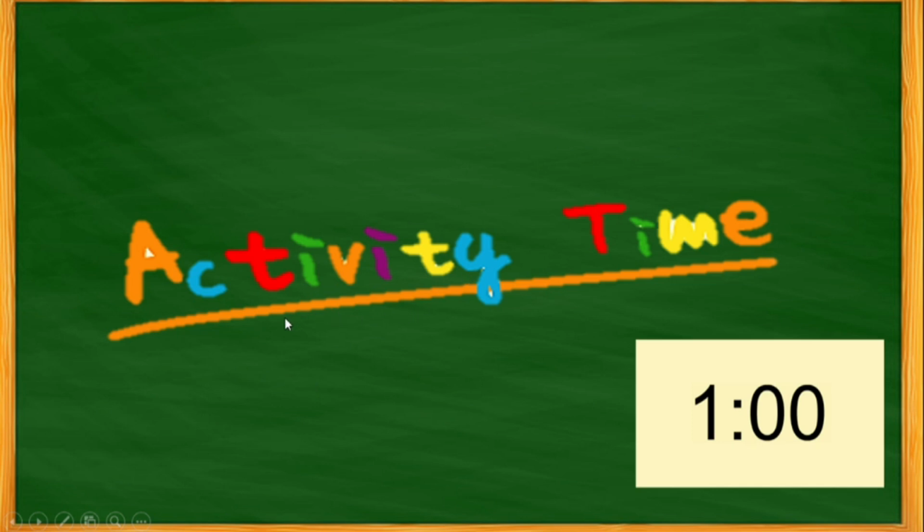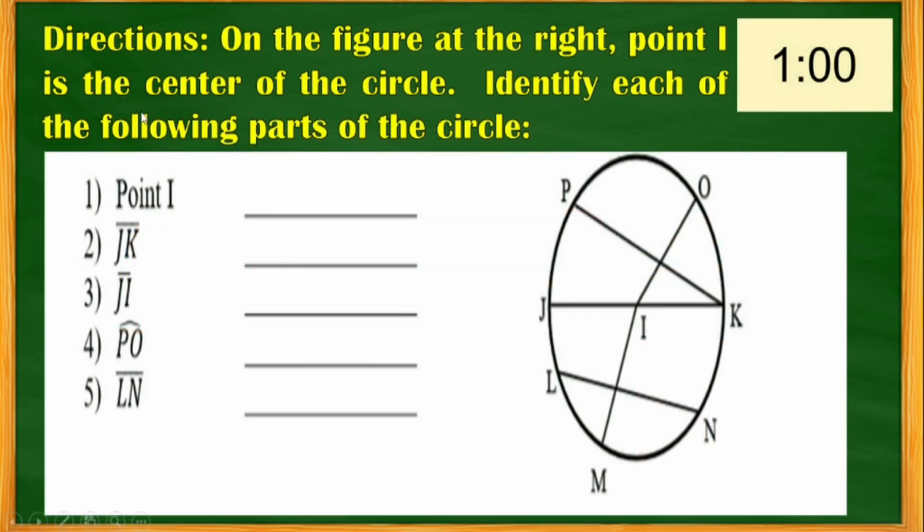So let's proceed now to activity time. You have 1 minute to answer the set of questions. You may type your answer in the comment section below. The direction is: on the figure at the right, point A is the center of the circle. Identify each of the following parts of the circle. You have 1 minute to answer. Your timer starts now.